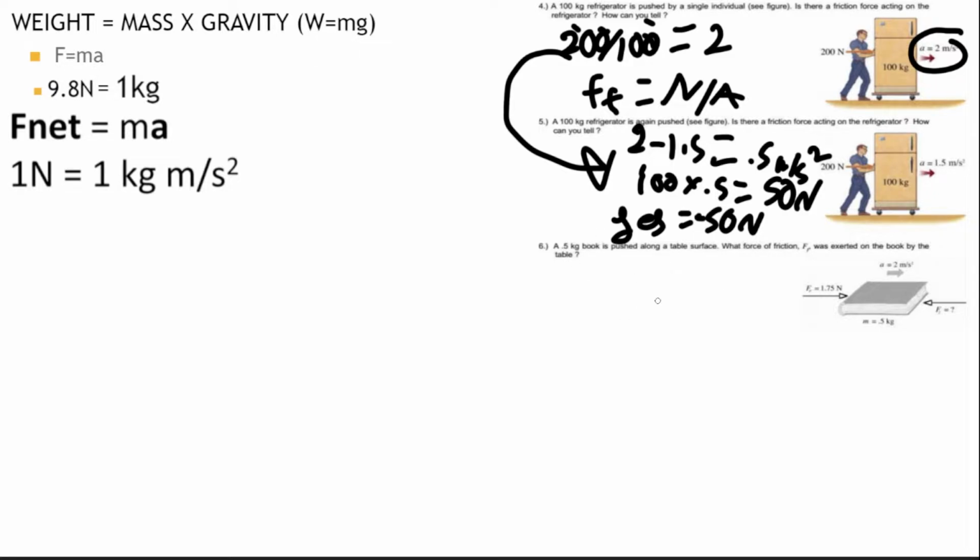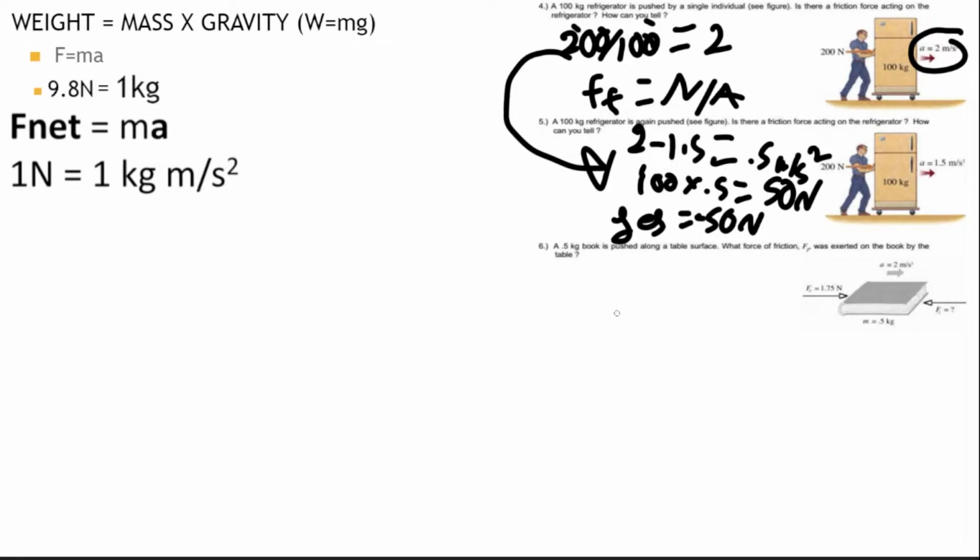And so let's look at our last one. This one's a different example. It's not going to be using the man pushing the fridge. A half a kilogram book is pushed along a table surface. What force of friction was exerted on the book by the table? We have our acceleration of 2, a force being applied of 1.75 newtons, and our mass of 0.5 kilograms.